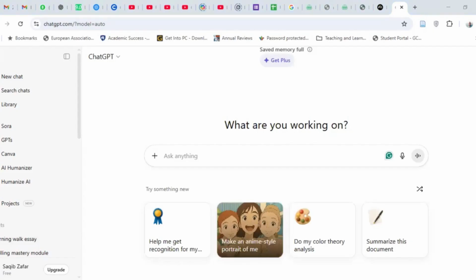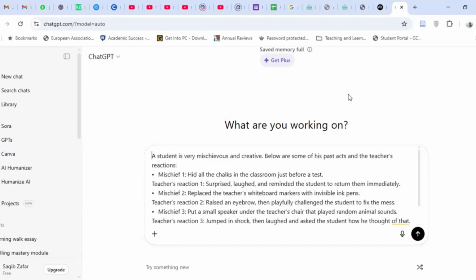The next prompt type I'm going to discuss is few-shot prompts. The first type was the zero-shot prompt, where you just give a question or a need, and it displays the result in a very simple way. But because all of us are teachers, I have written a few-shot prompt where you mention a detailed context. Let's suppose a thing that teachers usually face in our classes: the mischievous behavior and creative ways of our students, because most of them are very creative in making mischief. So I've written: a student is very mischievous and creative. Below are some of his past acts.